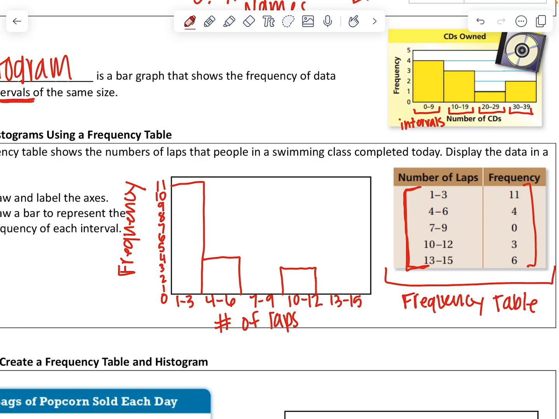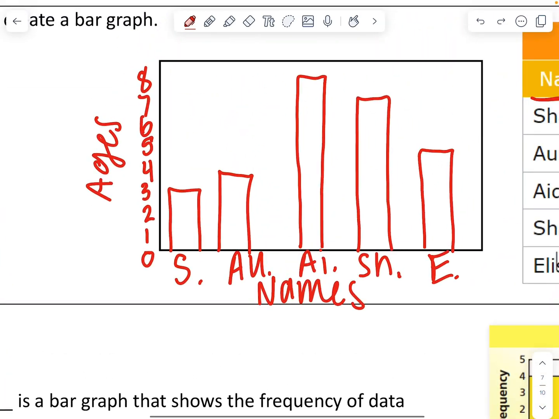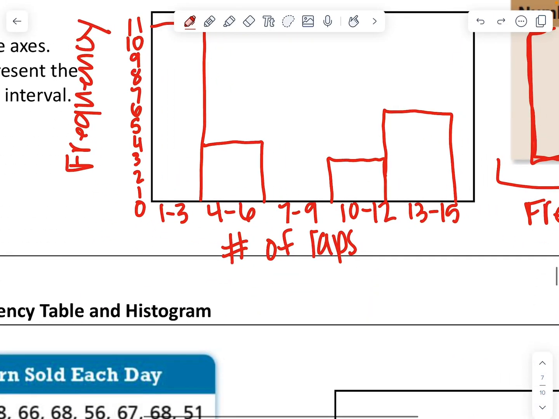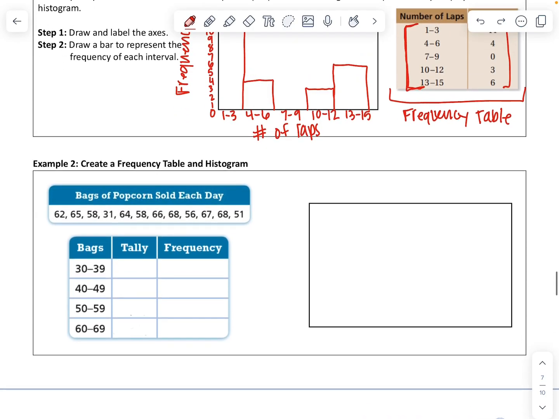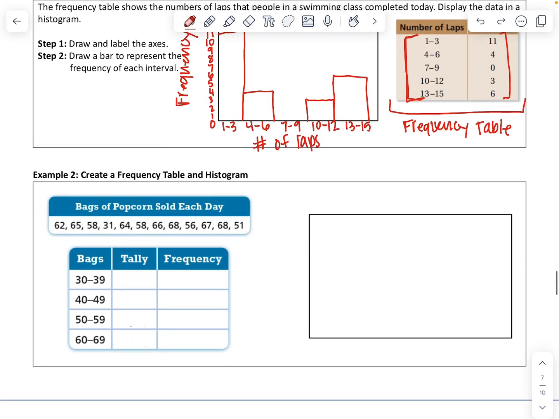Okay. So hopefully you're understanding the difference between a bar graph and a histogram, but the main difference is that there's intervals down here instead of just one set number, like up here, or one set category. It's an interval. Okay. So on this one, we have to create the frequency table and histogram.